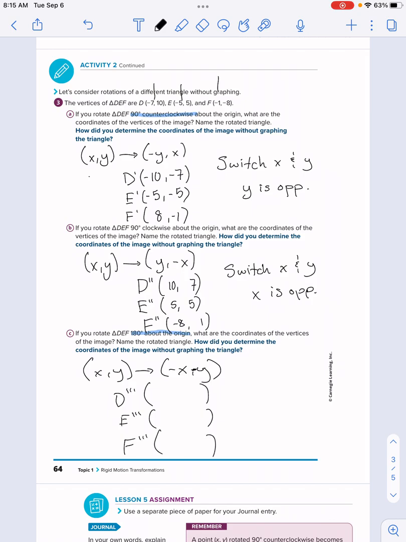All right, let's start with the first one here. So negative 7, 10. Switch both of them. Instead of negative 7, positive 7. Instead of positive 10, negative 10. Next one, E.